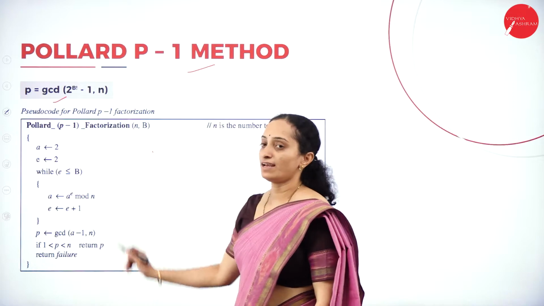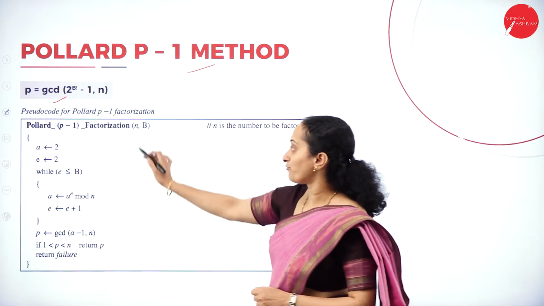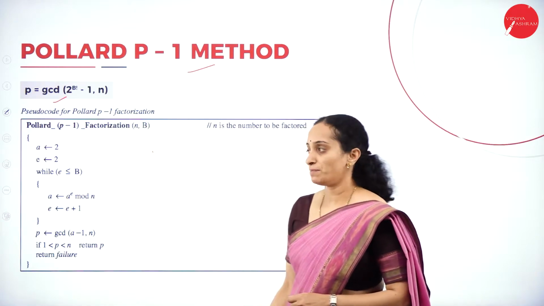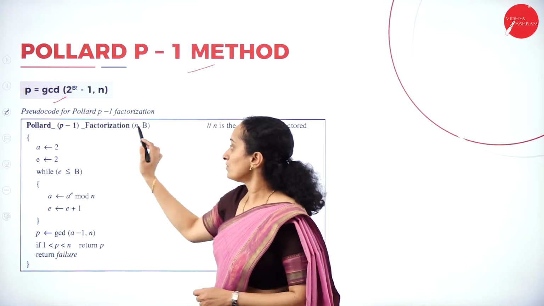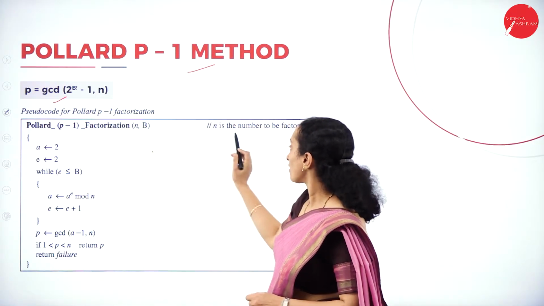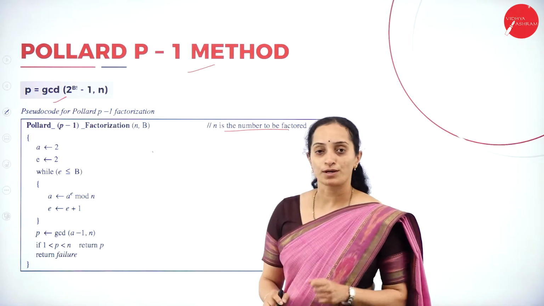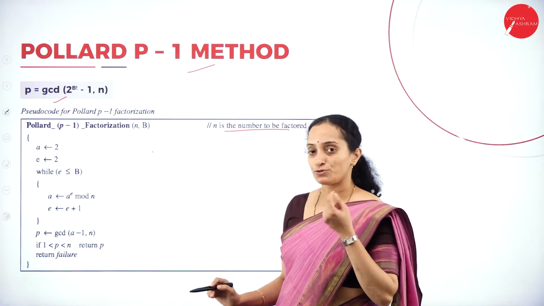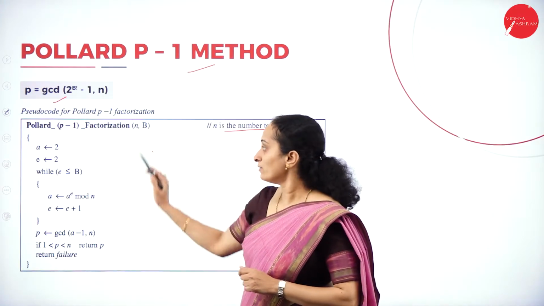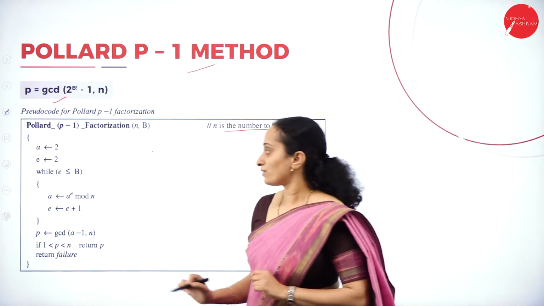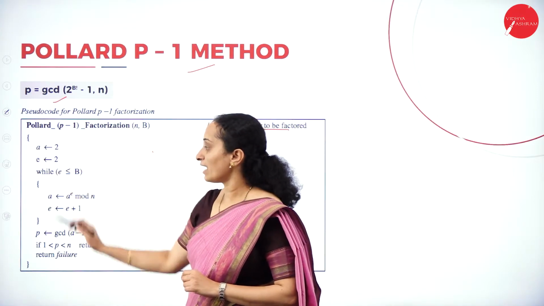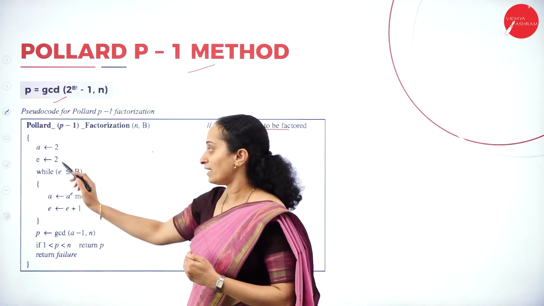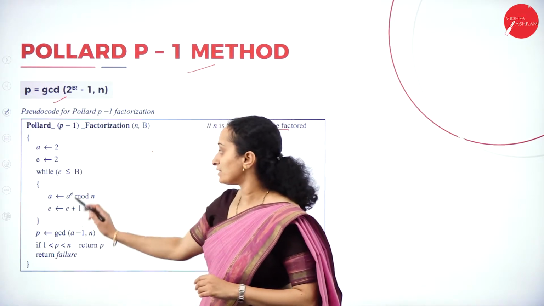So here we have the pseudocode for finding the factorization using the Pollard p minus 1 method. We use the parameters n comma b. n is the number to factorize. b is the power of 2, that is, the factorial value that needs to be calculated. So we get a and e as 2. a is the set of primes and e is the set of positive integers.